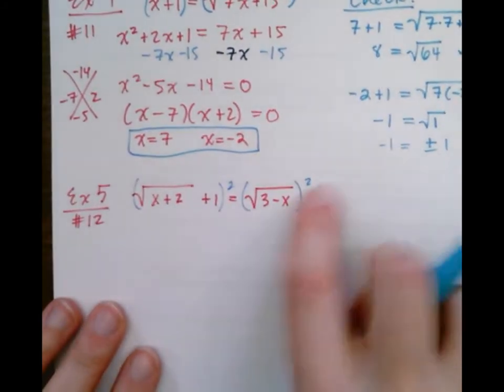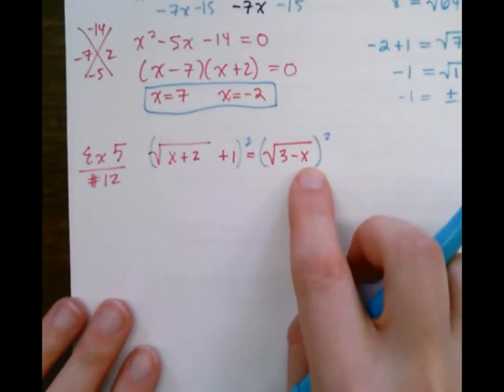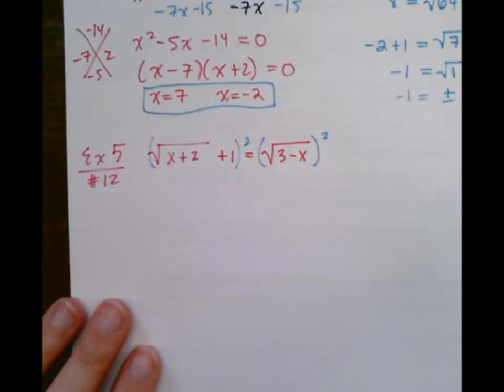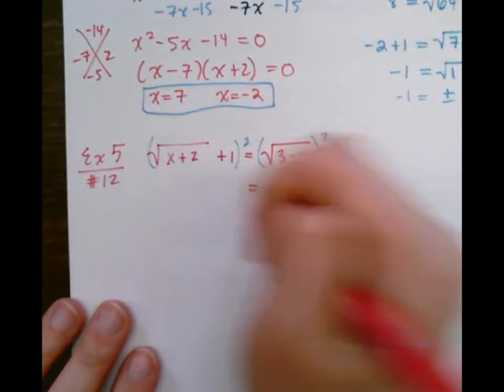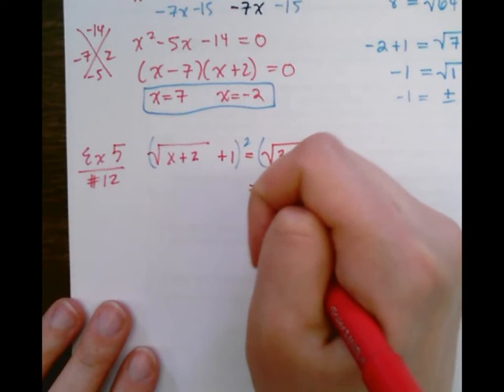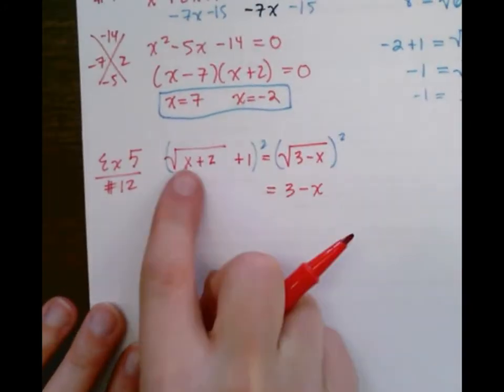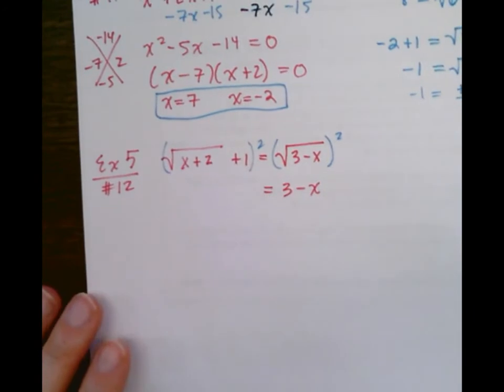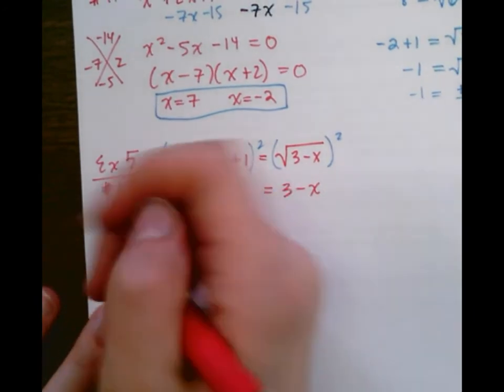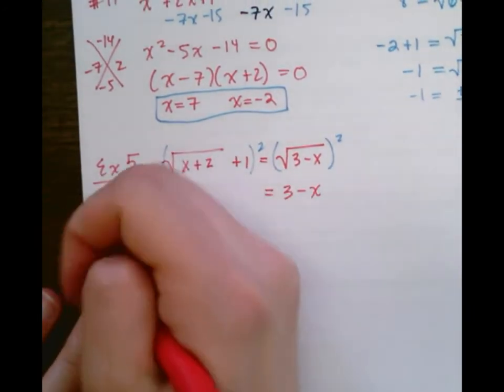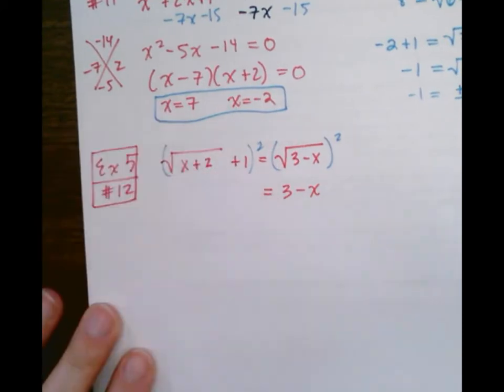Okay, so it gets rid of our square root nice and cleanly on the right-hand side. We're just left with the 3 minus x. But on the left-hand side, I have to do a little bit more work, which I'm not crazy about, but it's not hard. The idea is if I'm squaring this thing, that means I'm multiplying it by itself.